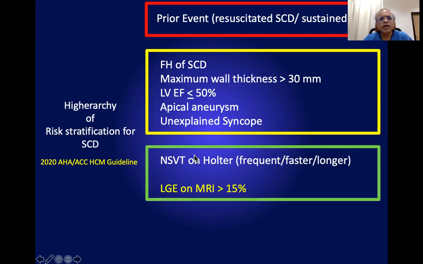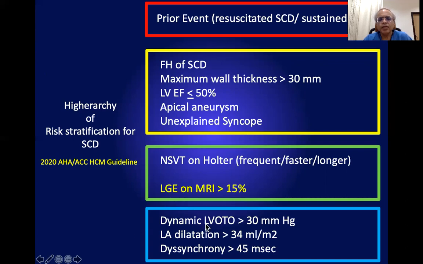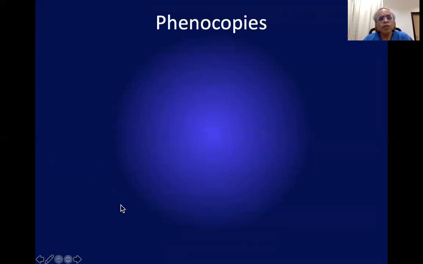The third in the hierarchy is the non-sustained VT, which is frequent, faster, and longer on Holter, and the late gadolinium enhancement, which we will discuss later. The dynamic LVOT gradient, the LA size, the dyssynchrony, they do not feature in the ACC guidelines as risk factors. What about the phenocopies?